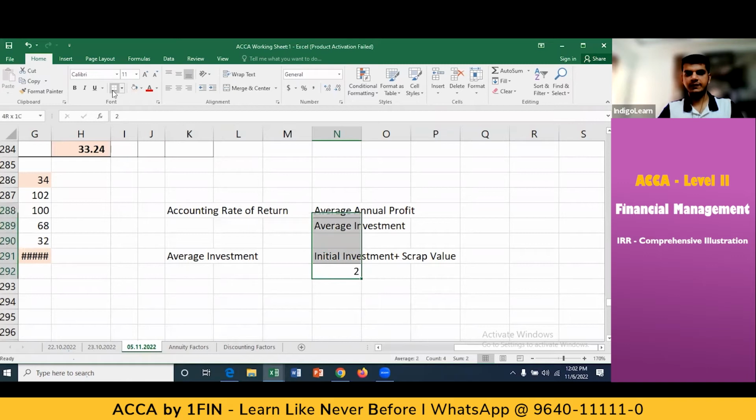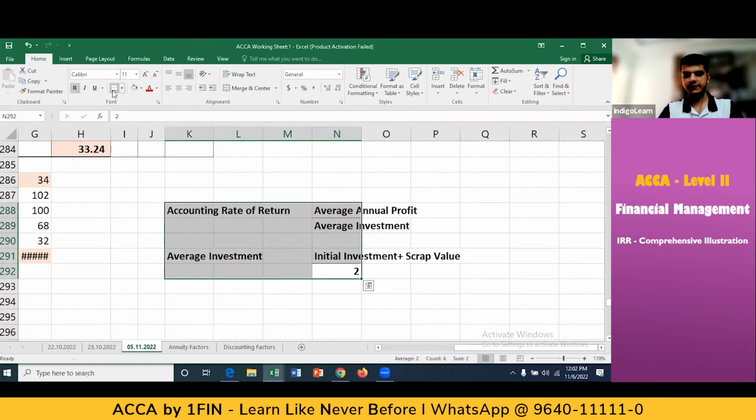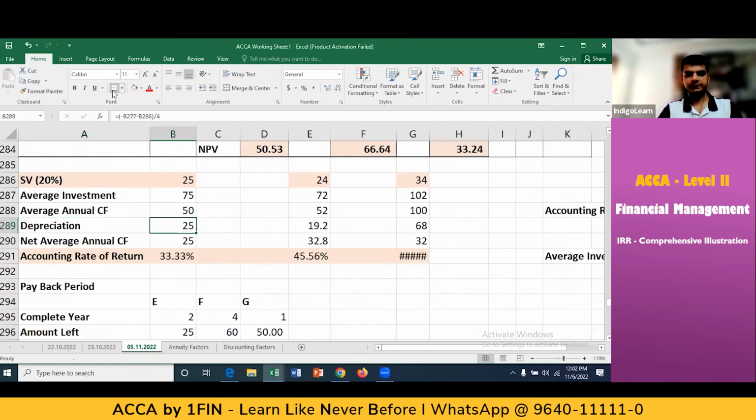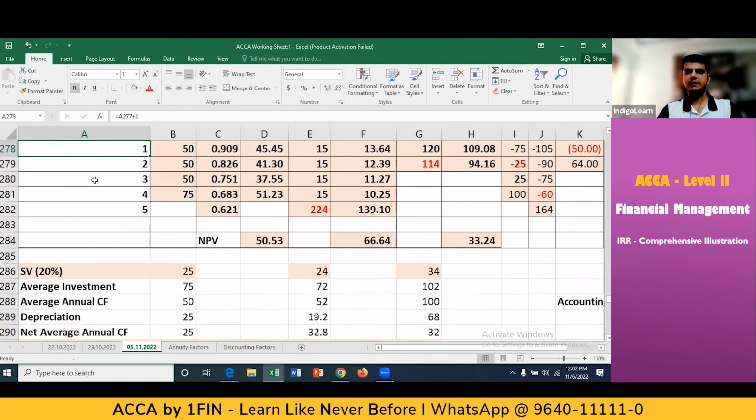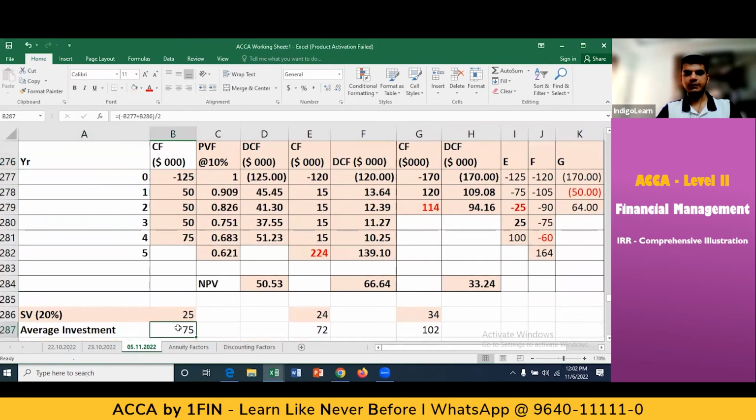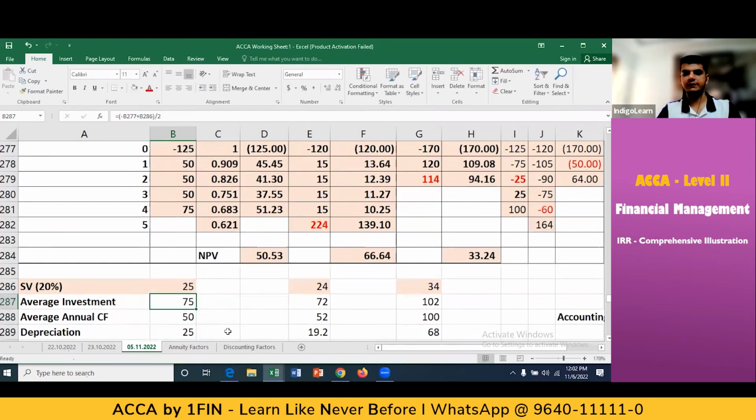Okay. So these things we have already covered at the beginning of the chapter, so we'll use it. Scrap value we have already calculated. If we want to calculate the average investment, that is initial investment plus scrap value divided by 2. So what we are doing here is initial investment 125 plus scrap value 25, totaling to 150 divided by 2, that is coming to 75.